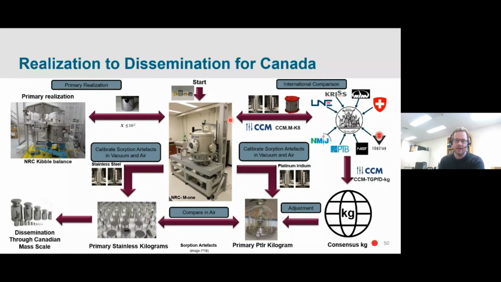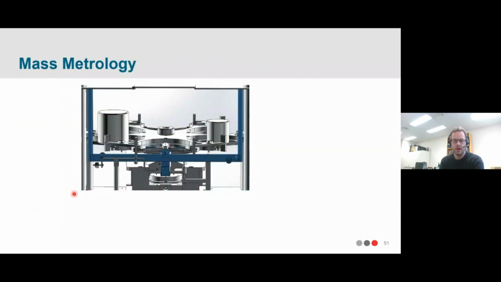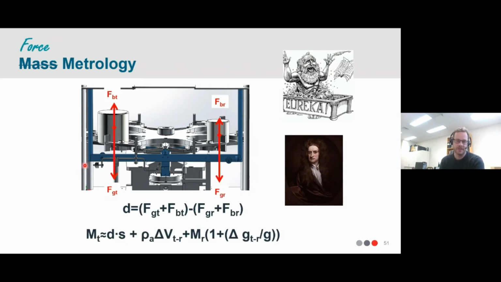And that's the first step, the realization. The second step is disseminating that to shape the global consensus kilogram. And then at the same time, one arm goes out to the BIPM, the next arm goes to calibrate the Canadian mass scale. And so for that, we calibrate both platinum standards and we calibrate stainless steel standards. So from stainless steel standards is what we disseminate to the country, and outside NRC.